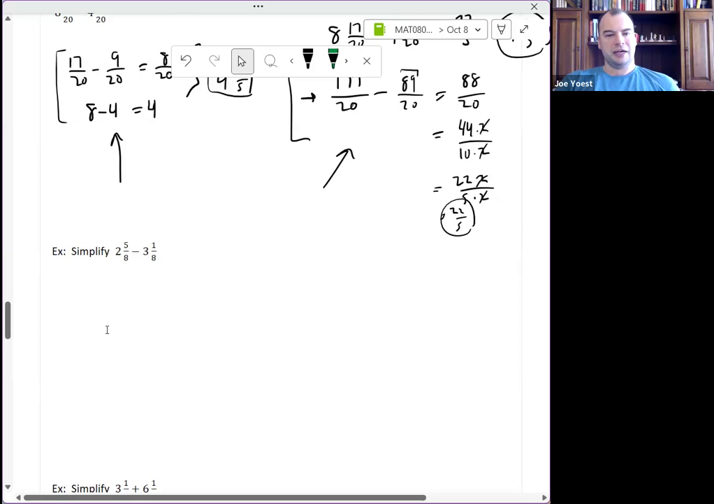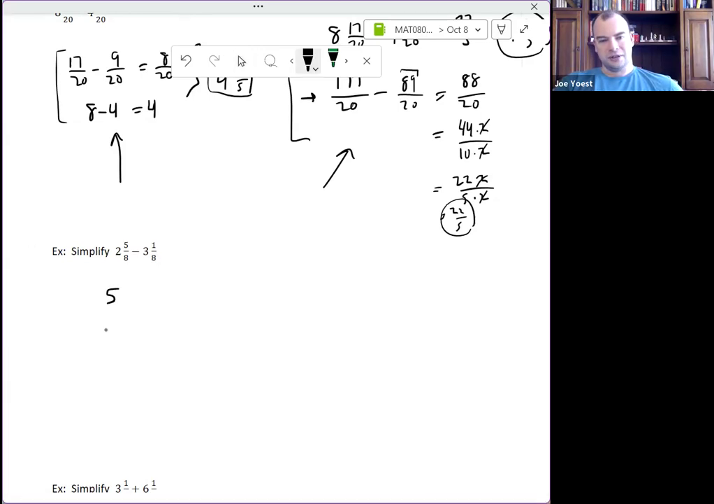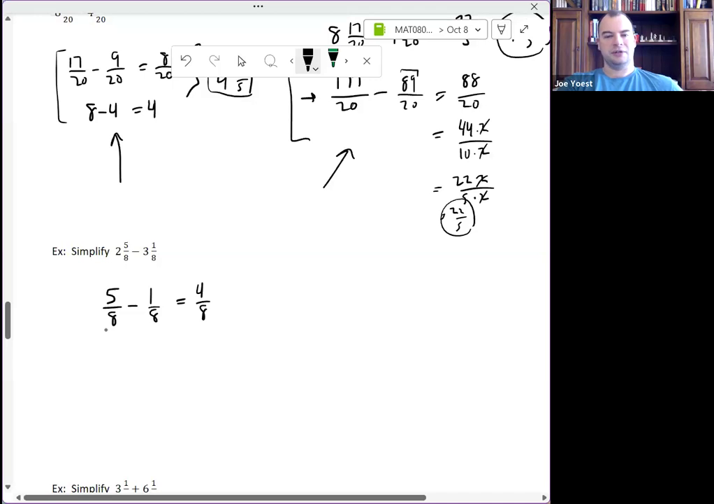Okay, so what about 2 and 5/8 minus 3 and 1/8? First thing I'll do is I'll look at 5/8 minus 1/8. This is a subtraction. I have 5 slices of size 1/8. I need to give away one of those slices. Do I have enough to satisfy what I need to give away? Yes, I do. I have 4/8 left over. And then what about the wholes?